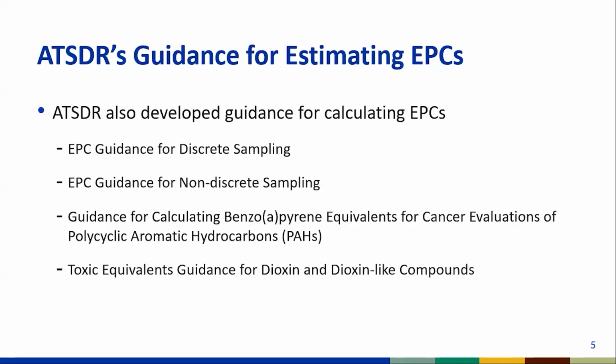ATSDR has also developed guidance documents specific to calculating EPCs, covering different sample designs and specific chemical classes. These include the agency's EPC guidance for discrete sampling, EPC guidance for non-discrete sampling, guidance for calculating benzo[a]pyrene equivalents for cancer evaluations of polycyclic aromatic hydrocarbons, or PAHs, and toxic equivalence guidance for dioxin and dioxin-like compounds. Today, we will focus on the EPC guidance for discrete sampling.